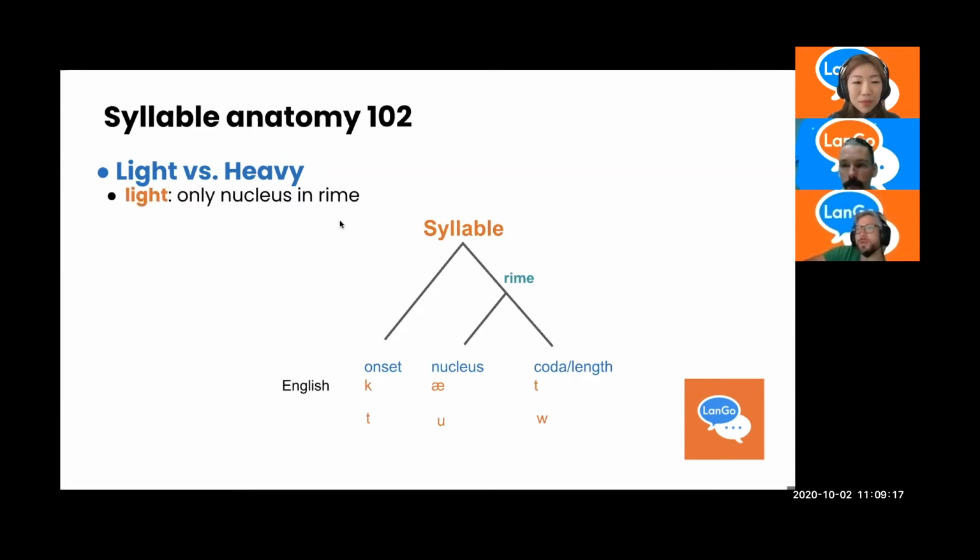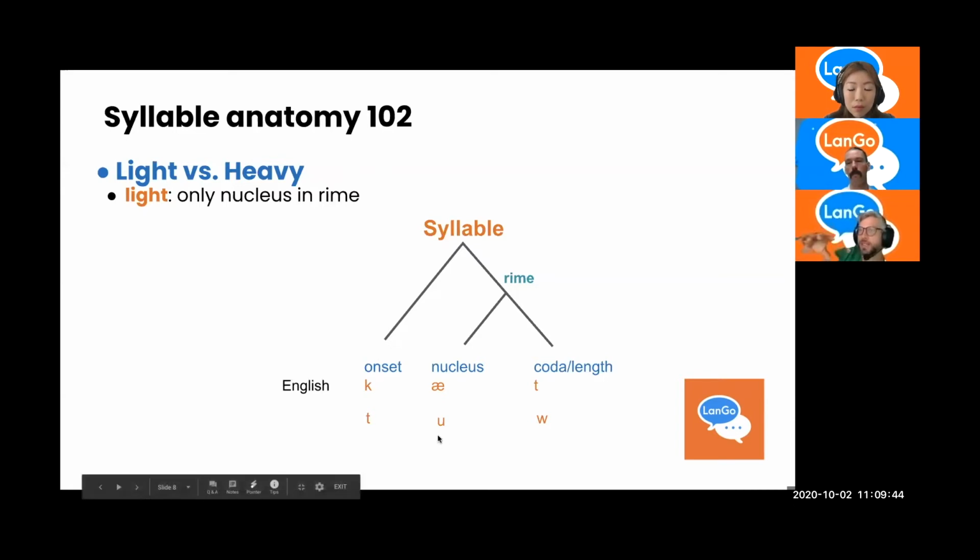All right, so moving on to our next slide of Syllable Anatomy 102, we're going to talk about light versus heavy. So a light syllable is one which has only a nucleus in the rhyme, right? So no coda in a light syllable. Particularly no consonant coda, but no coda, so no sort of glide or diphthong or whatever. Some languages treat it differently. We'll talk about that more in a second.